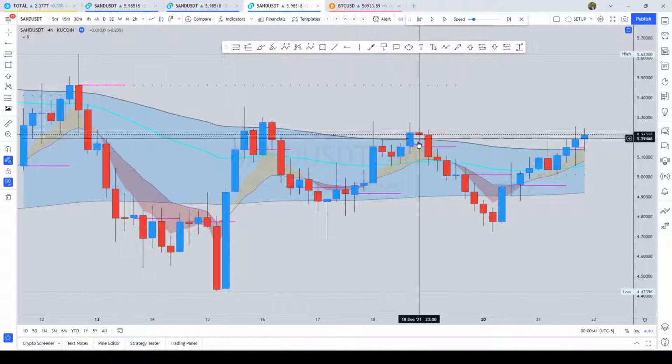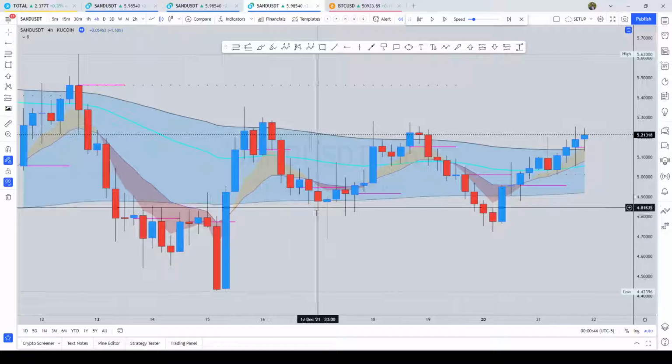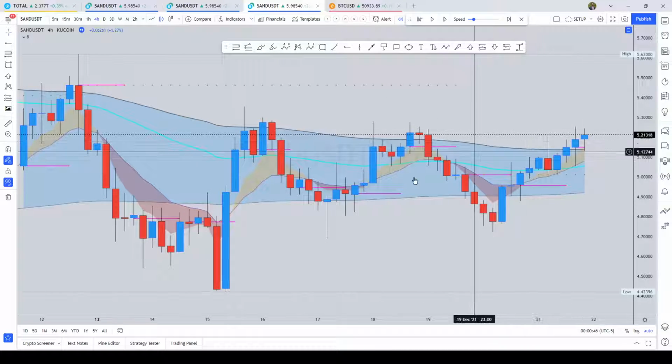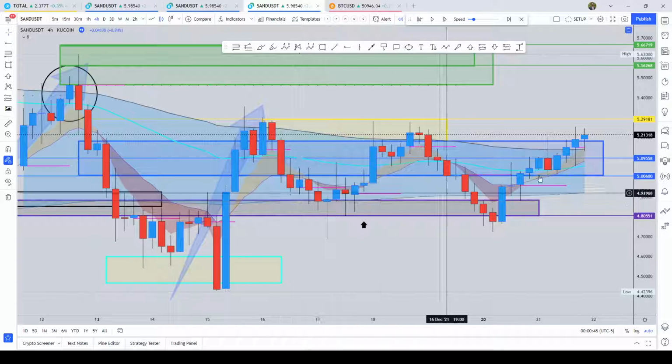What did price do when it tried to do it here? Reject it. What did it do here? Reject. What did it do here? Reject. The first time build up. So this is our second time attempting to enter into this trade.